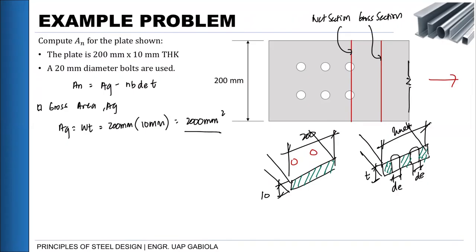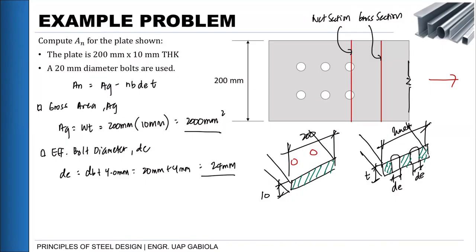Next, kailangan natin yung number ng bolts. Okay? So, later na natin kunin yun. Yung effective diameter muna tayo. Okay? So, next is effective bolt diameter. Yung D sub E. D sub E, since 20 mm yung given, so, ibig sabihin, plus 2 yung gagamitin natin. And then, plus another 2 para sa allowance. So, that is dB plus 4 mm. So, that is 20 mm plus 4 mm is equals to 24 mm. That is our D sub E. Ngayon yung thickness is the same.